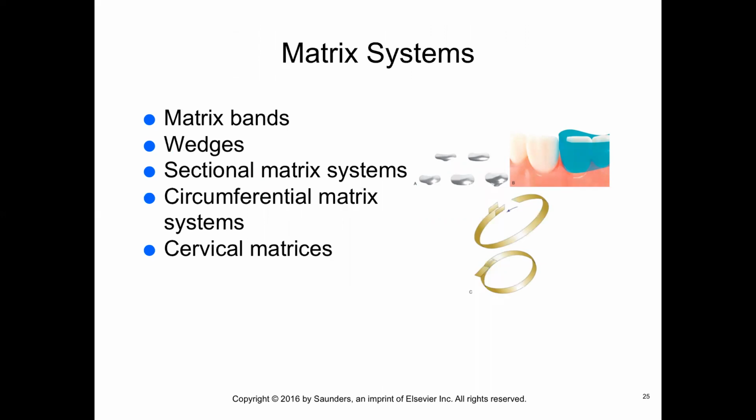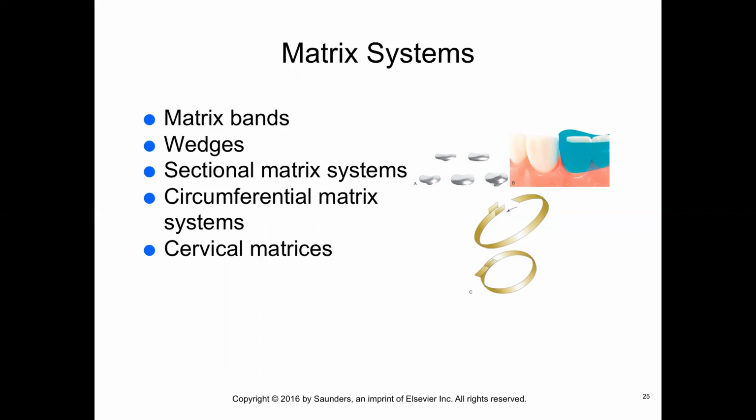Wedges are placed interproximally to hold the matrix band against the tooth to seal the gingival margin so that the restorative material does not extend out of the cavity preparation and cause an overhang. Wedges are made of wood or plastic and are color-coded for their size. Sectional matrix systems are used for Class 2 composite resins. One system used often is called the Garrison system, and you can find a picture of this on page 79.